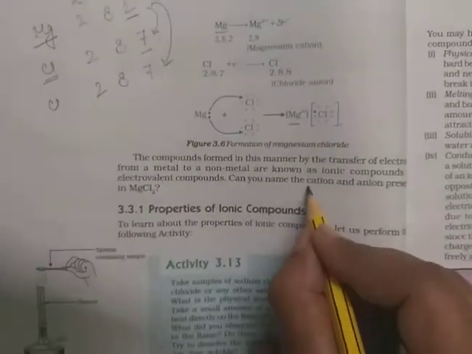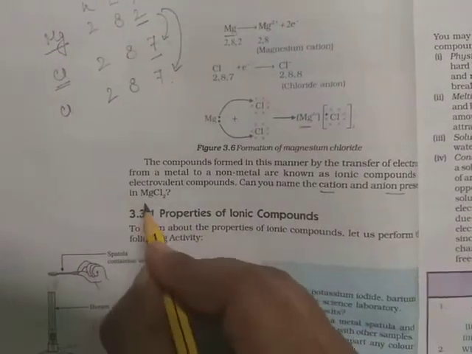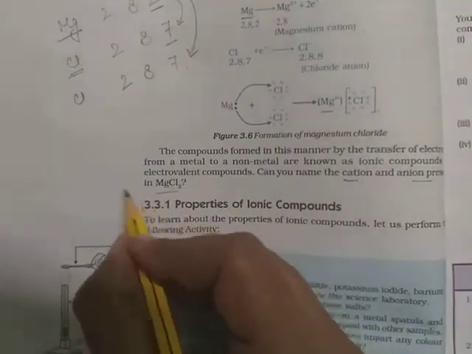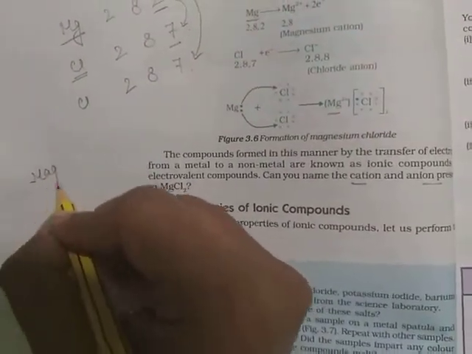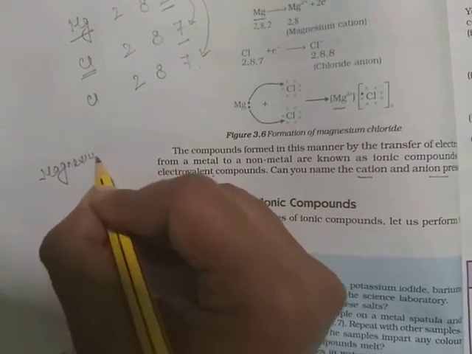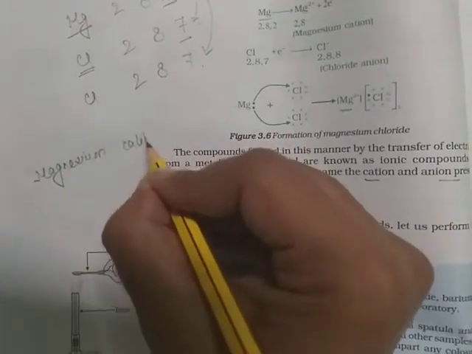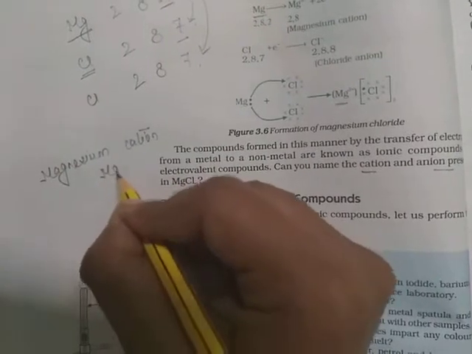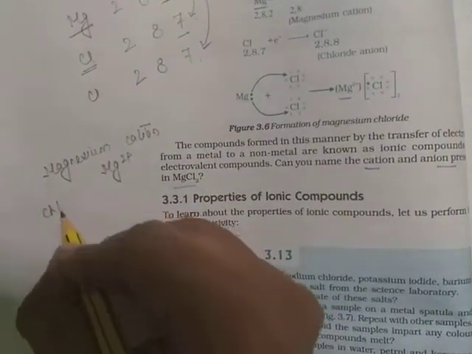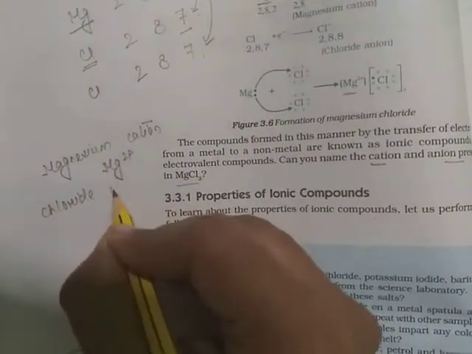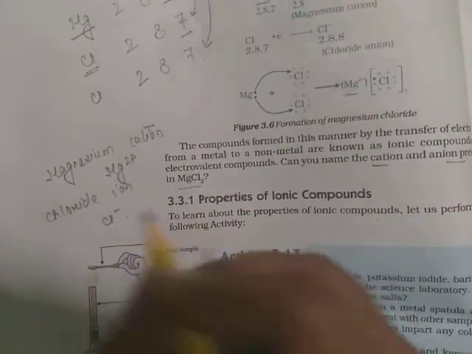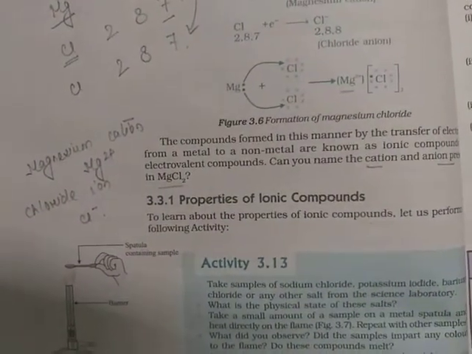So the names of the cation and anion present in MgCl2 are magnesium ion or magnesium cation, symbol Mg2 plus, and chloride ion, symbol Cl minus.